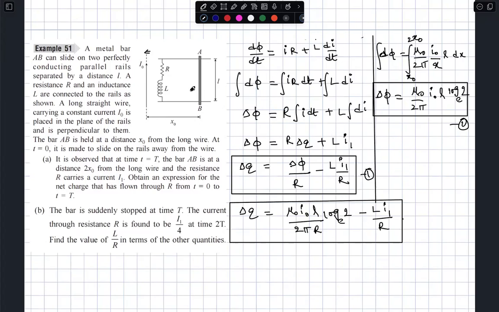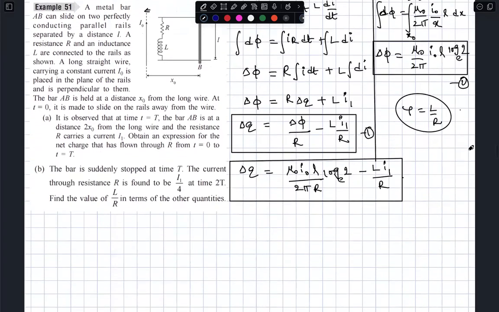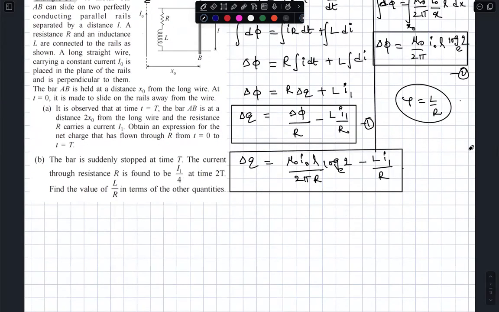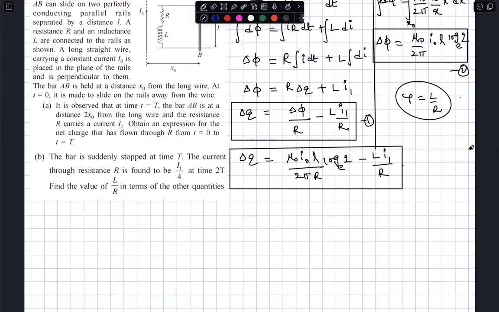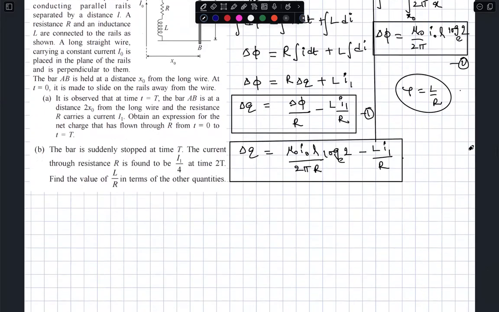Next. What is the time constant of the circuit? This is a conducting rod, there is no resistance. So the time constant of the circuit is simply tau equals L by R. What do you want? The bar is suddenly stopped at time T. The current through the resistance R is found to be I1 by 4 at time 2T. Find the value of L by R in terms of other quantities.